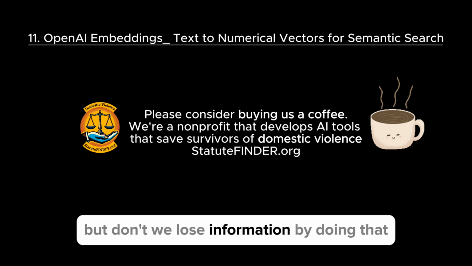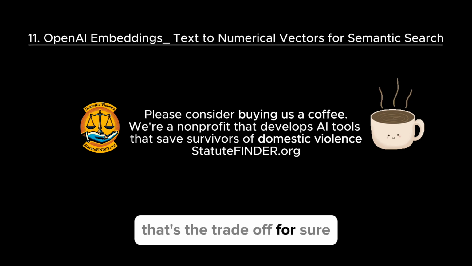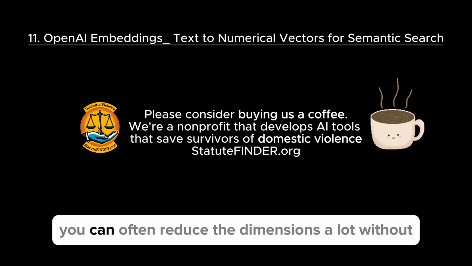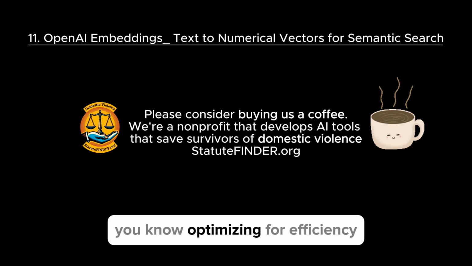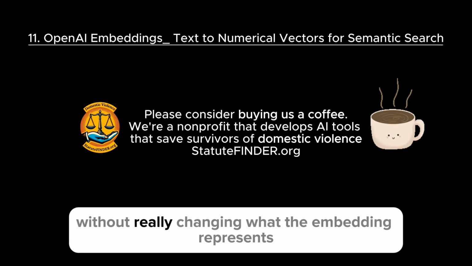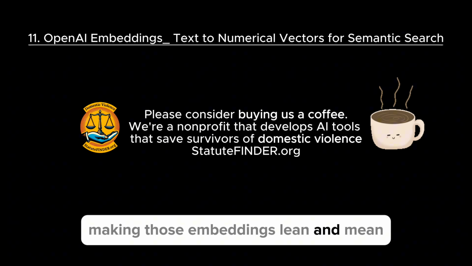But don't we lose information by doing that? That's the trade-off, for sure. But the interesting thing is you can often reduce the dimensions a lot without losing too much accuracy. It's finding that sweet spot, optimizing for efficiency without really changing what the embedding represents. Making those embeddings lean and mean.